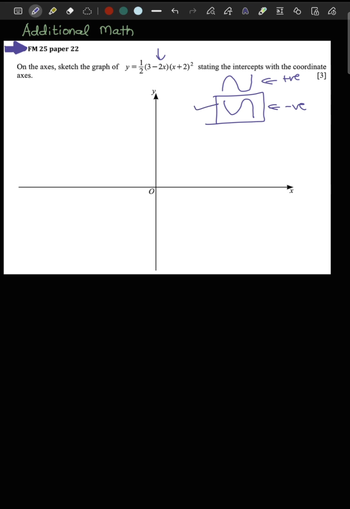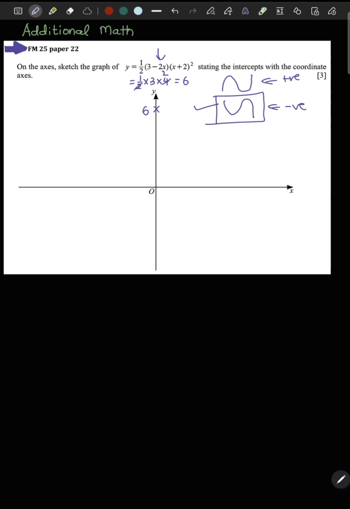Second thing, to understand the y-intercept, for which I put x equals 0, I get half times 3 times 2 square, which is 4. And I get this to be equal to 6. So I understand y equals 6 is one of the intercepts.